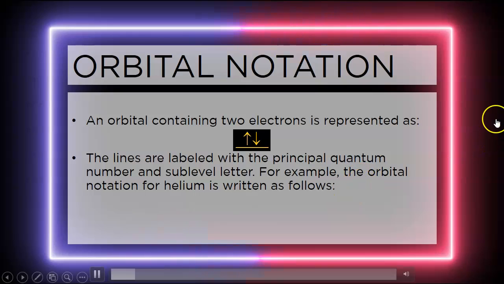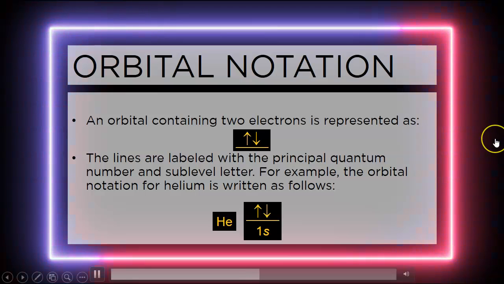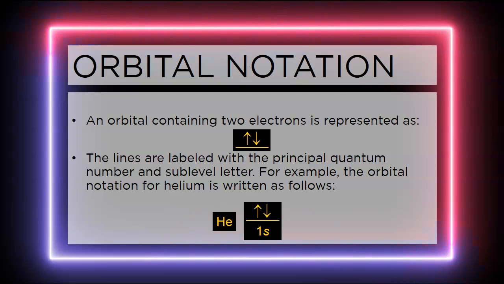Here's an orbital containing 2 electrons. Like I said, those arrows, because of the Pauli exclusion principle, have to have opposite spins. So we see there that they do. And those lines, again, we typically label them with the principal quantum number and the sublevel. So 1s would represent helium, because that 1s has 2 electrons. Helium has 2 electrons.